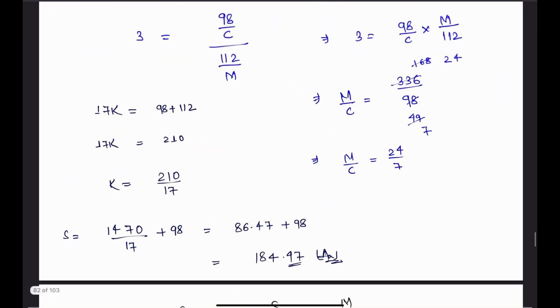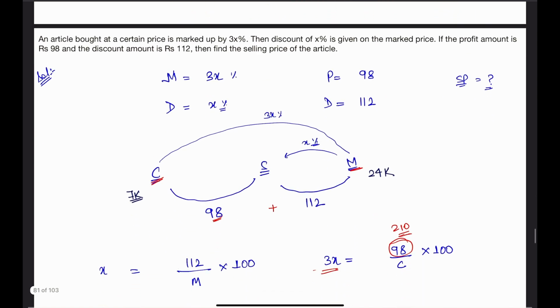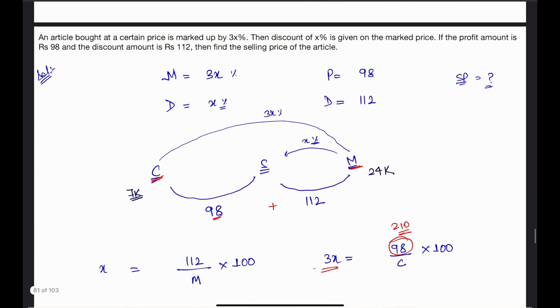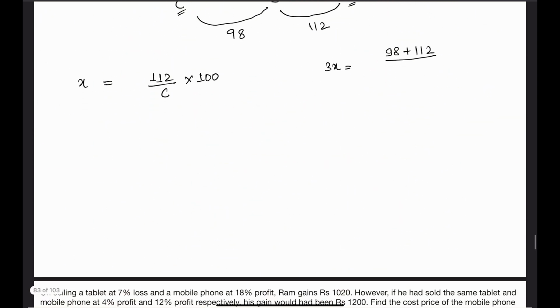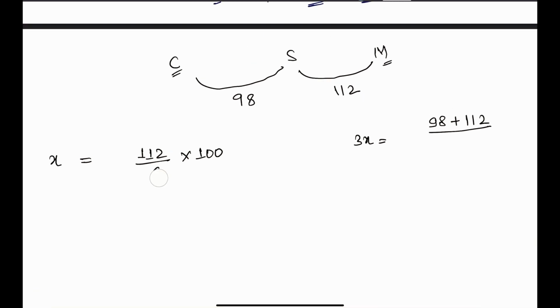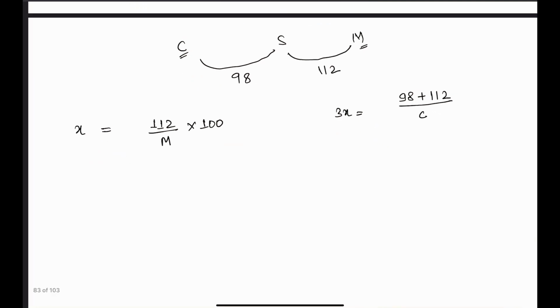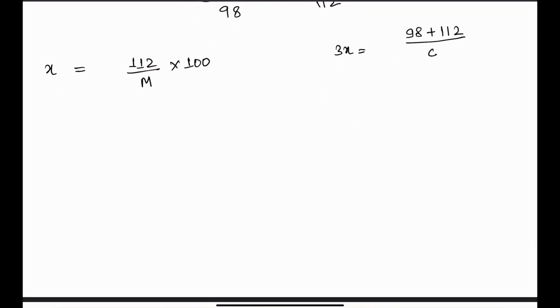3x is what? Wait, I'm making some mistake. So discount is given on the mark price, right? So that's why mark price will be here. This will be my mark price and profit will be on cost price. So I divide both the equations. So if I divide, my 3 will be here, my this one will be becoming.